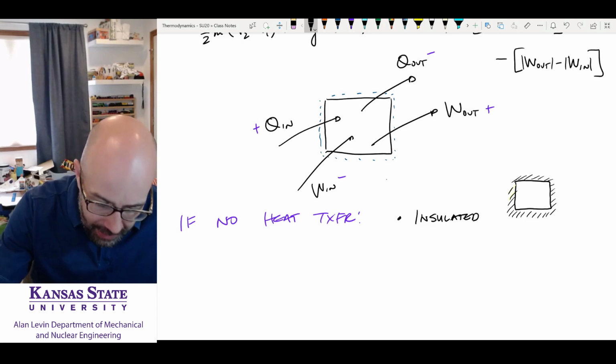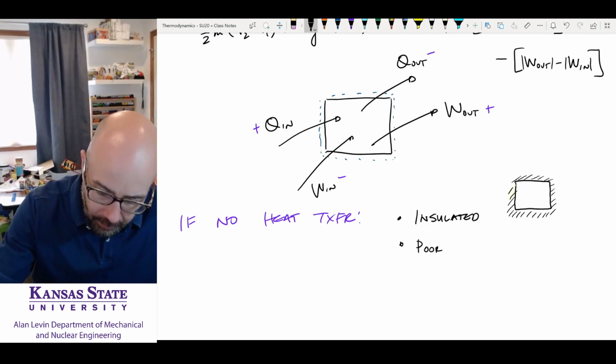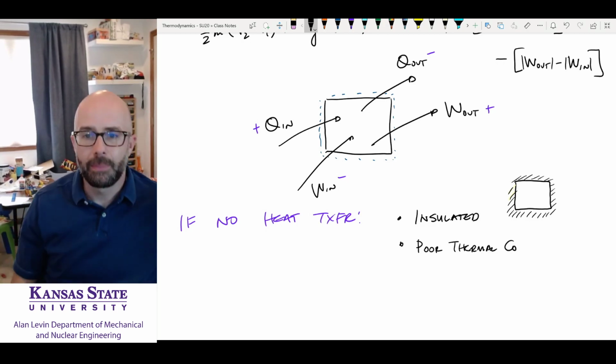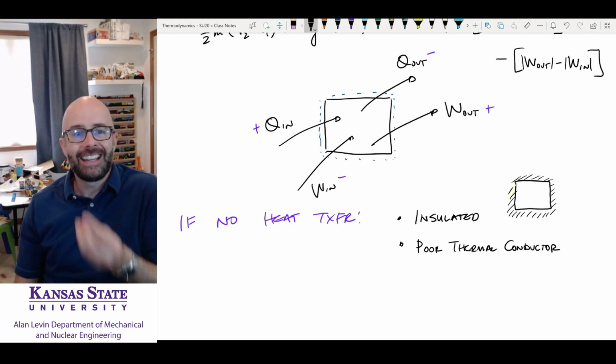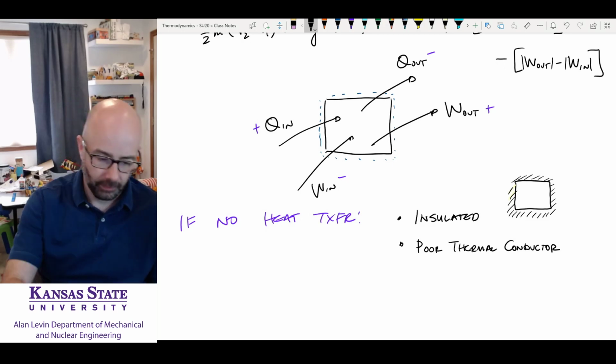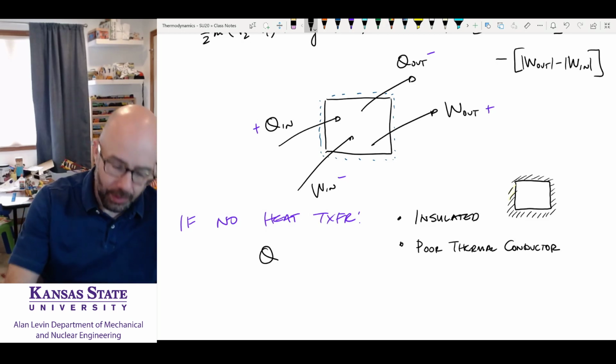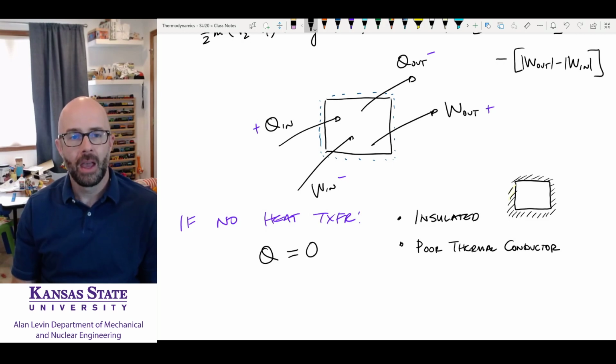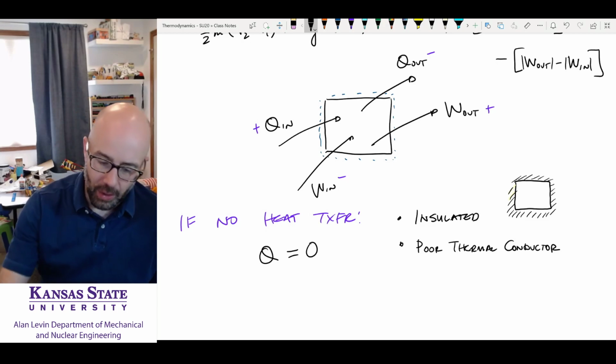I also might say it's a poor thermal conductor. Okay, if the system's a poor thermal conductor, it's not going to conduct heat very well. Okay, a poor thermal conductor is another way of saying Q, heat, is equal to 0. That's what I'm trying to say here. And the last one is probably the word that is probably most often used, and it's the word adiabatic. So this is your vocabulary word for today.